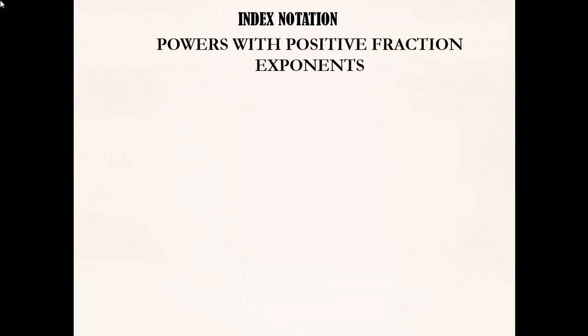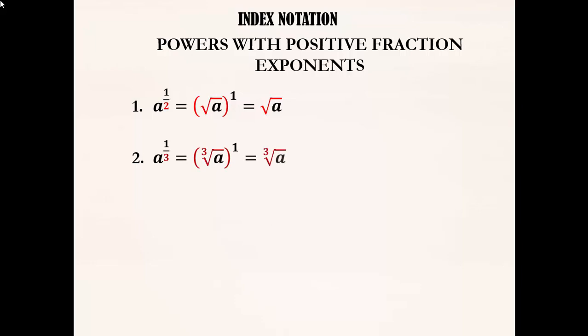Powers with positive fraction exponents. Number 1, a to the power half simply means the square root of a all to the power 1. You do notice that the denominator of the power, which is 2, represents the square root, whereas the numerator, which is 1, represents the power. This can be further simplified as just the square root of a. And again, a to the power 1 third simply means the cubic root of a all to the power 1, which again can be simplified as the cubic root of a.